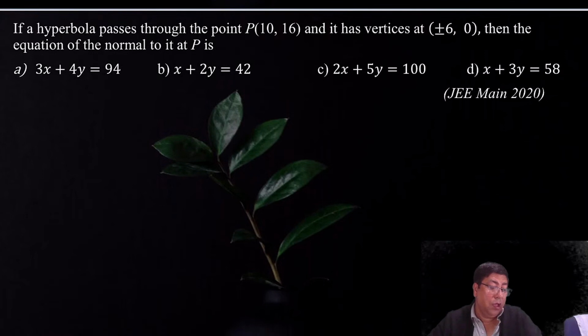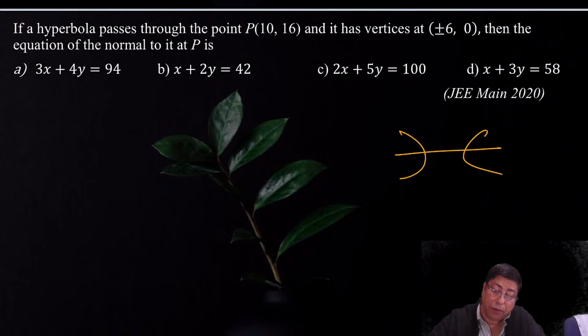So one more sum. If a hyperbola passes through the point 10, 16 and it has vertices plus minus 6, 0, then find the equation of the normal to it at P. What to be done? The vertices of the given hyperbola are plus minus 6, 0. So let us do one thing. If the hyperbola passes through P, let's draw one hyperbola. It is passing through the point P, 10, 16. This is the point P and it has the vertices plus minus 6, 0, and we need the equation of the normal at P.